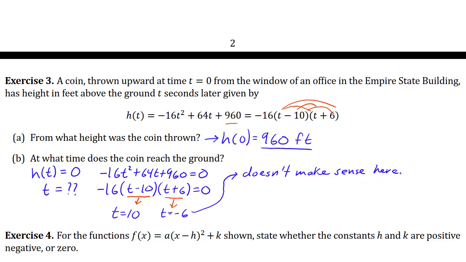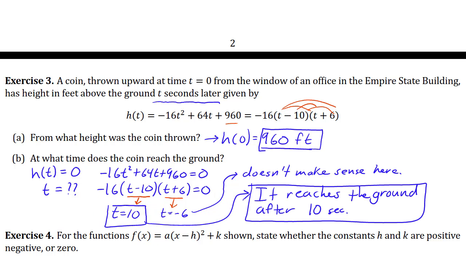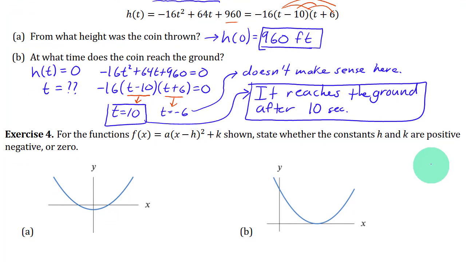This formula really only applies to values of t that are greater than 0, because it's about t seconds later, not seconds before. So that doesn't make sense here. But the t equals 10 does. That means 10 seconds later is when it reaches the ground. So those are the answers to that.